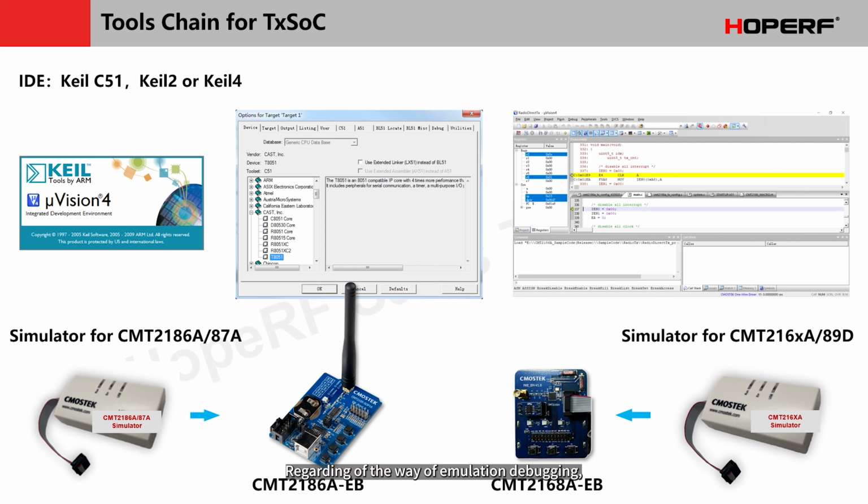Regarding emulation debugging, we only need to connect an emulator to the computer and run Keil. This is our emulator. For CMT2186A, we use this emulator, while for CMT2187A, we use this emulator. They are similar in outlook, but the two are different, so targeted use is required. But they are all single-wire emulation. Very simple.